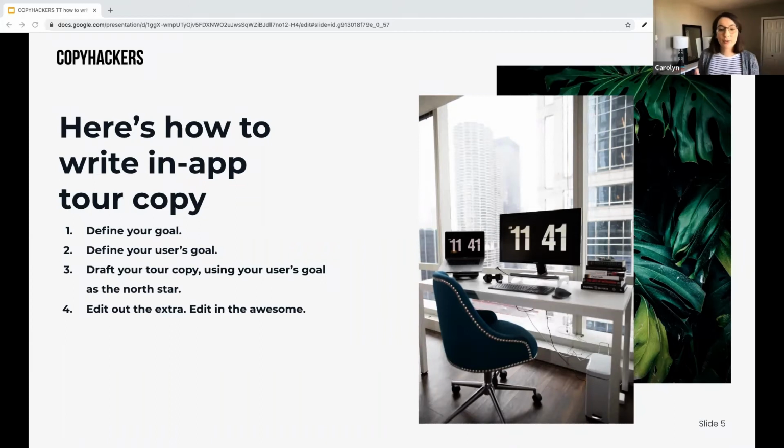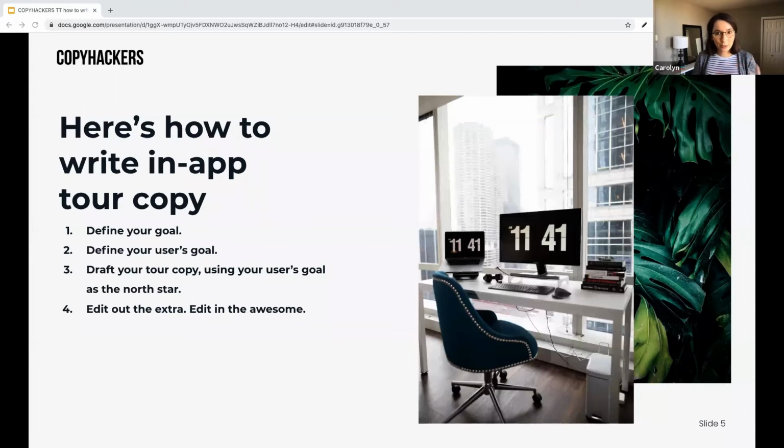At a very high level, of course, you're also going to want to edit out any language that feels too complex. Look for simple language wherever possible, because we want to make it easy on our user to understand how the product works. So that's a step-by-step in how to write copy.